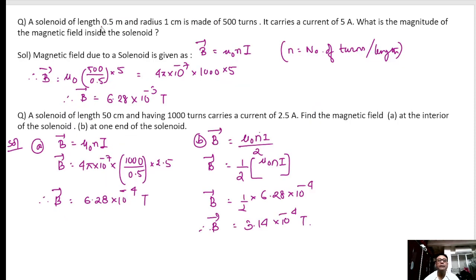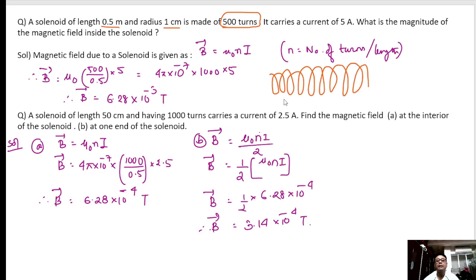A solenoid of length 0.5 meter and radius 1 centimeter is made of 500 turns. So this is a solenoid, as you all know. The length is given as 0.5 meter. The radius of the wire is given as 1 centimeter, and there are 500 turns. It carries a current of 5 ampere. What is the magnitude of the magnetic field inside the solenoid?